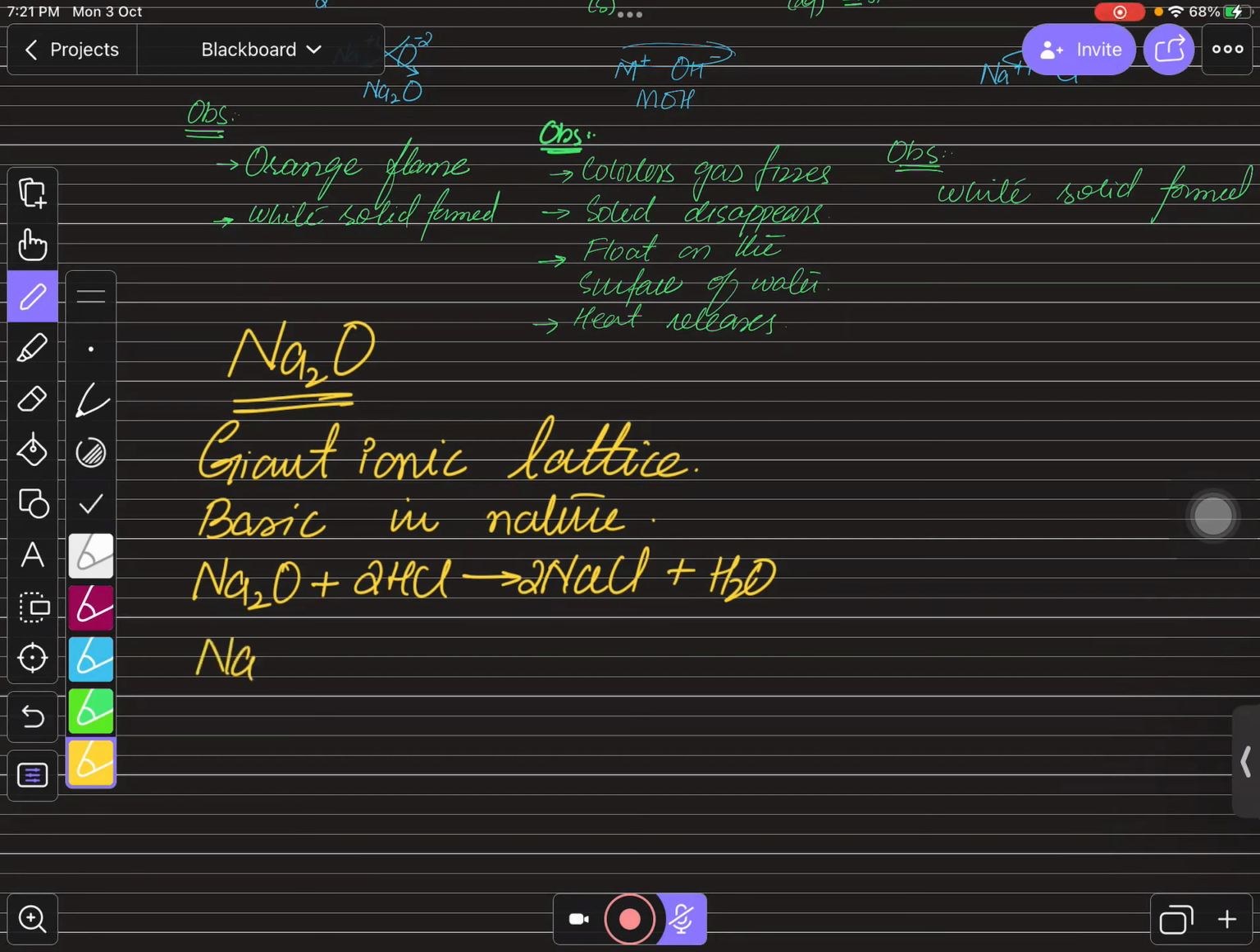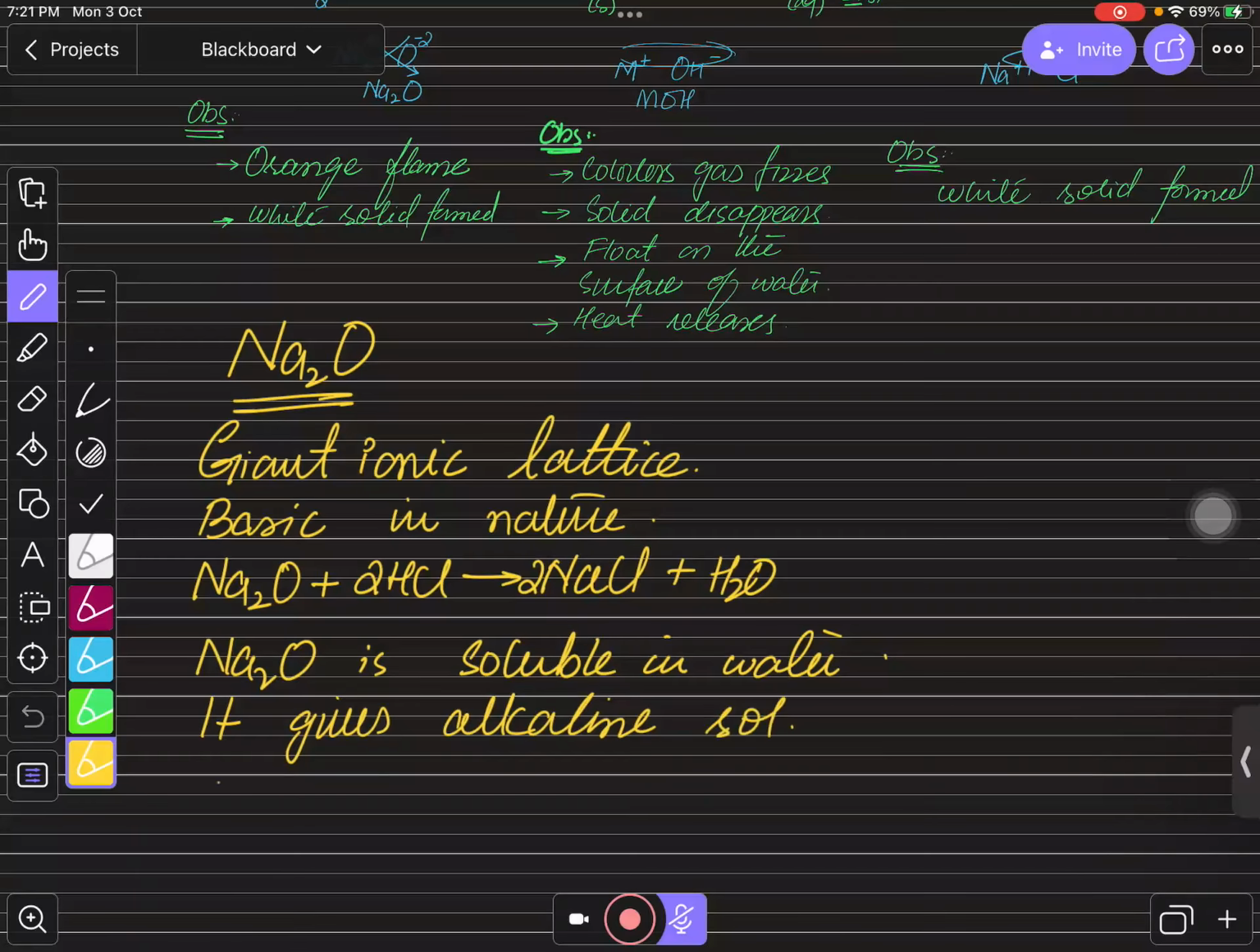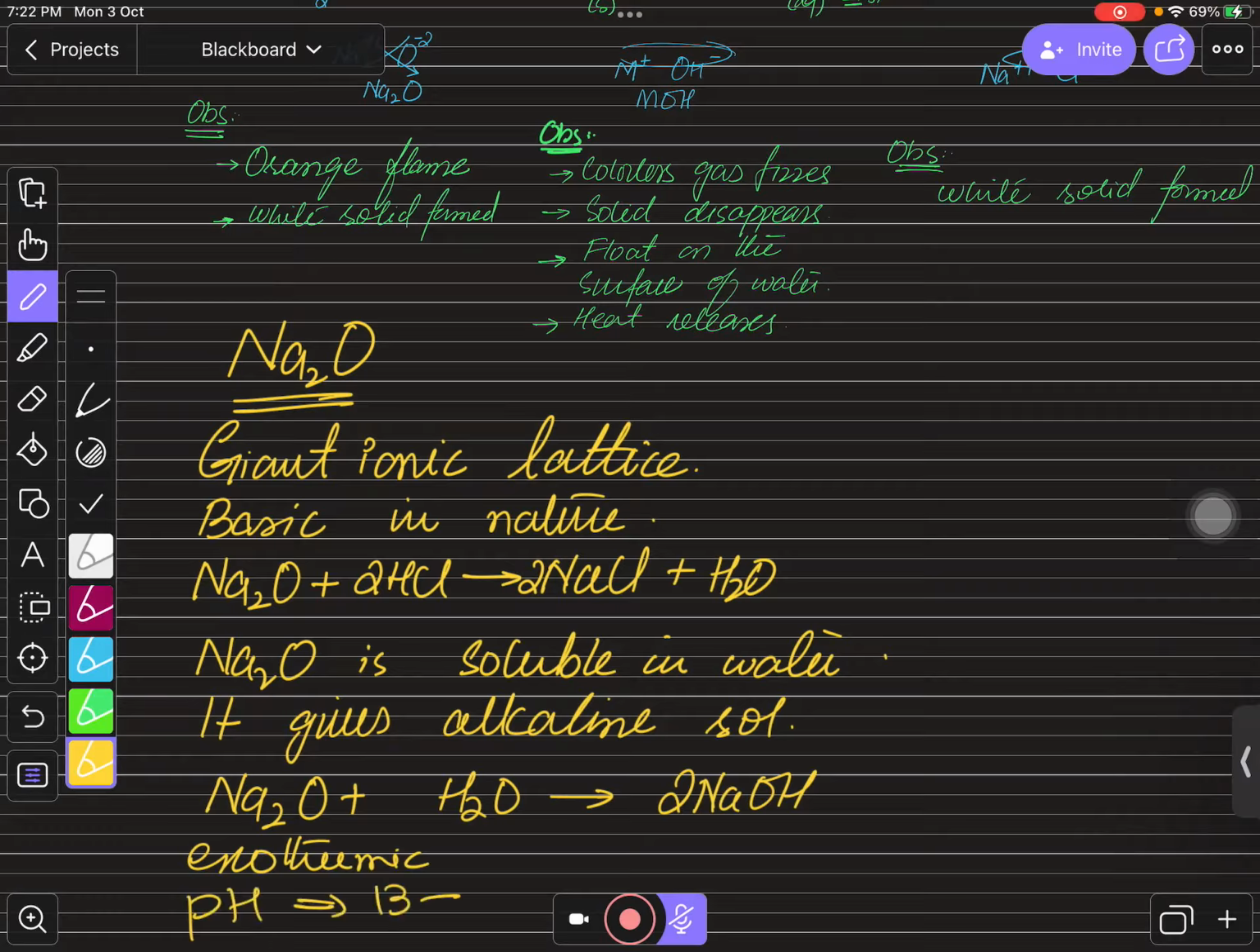So sodium oxide is actually soluble in water, and it gives an alkaline solution when dissolved in water, right? So we can write the reaction over here as well. When sodium oxide is dissolved in water, it will give you a highly strong alkaline solution, which is sodium hydroxide. This reaction is again an exothermic reaction, and the pH will be almost 13 to 14, right?